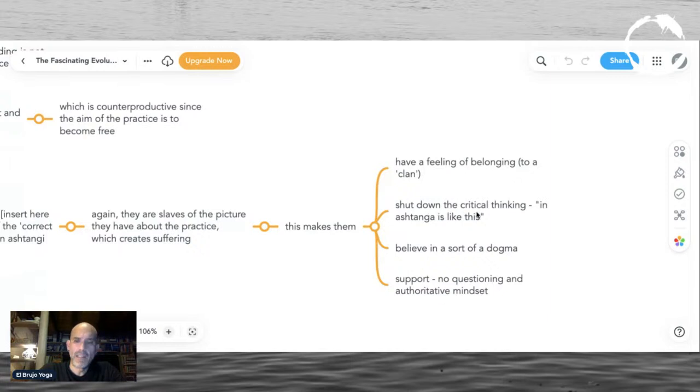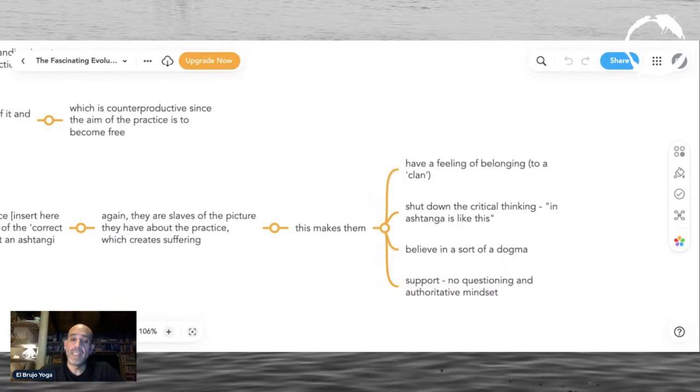And they tend to shut down the critical thinking. In Ashtanga it is like this, you don't do this, you don't do that, very non-critical, they don't question. And this becomes a sort of dogma, which is again no good, it is enslavement for the mind. So they are not questioning, and they are in this authoritative mindset. Because when you are focusing on what to practice, there is no room for those other things, right? So it's a little bit narrow, but it has good things as well.